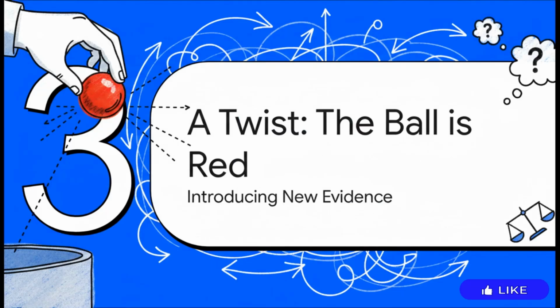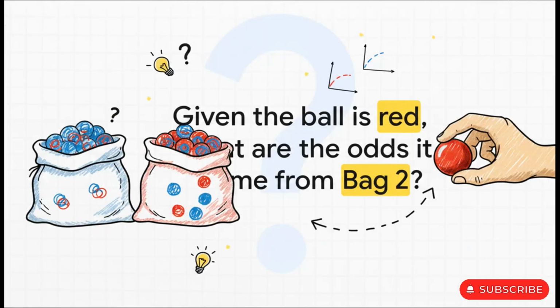Let's completely change the story. We are no longer predicting what's going to happen. Instead, the experiment is already over. We've drawn a ball, we've looked at it, and now we have a crucial piece of new evidence. This right here is the key question. We are holding a red ball in our hand. We know this as a fact. So knowing this, what are the odds that the bag we originally picked was bag 2?